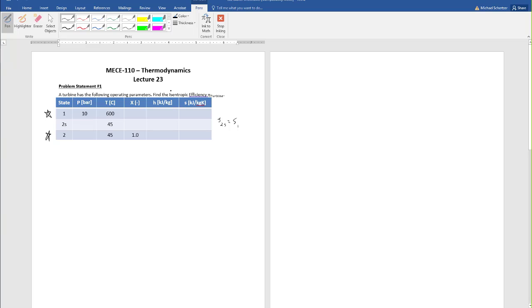So we know that a turbine has the following parameters. Find the isentropic efficiency of a turbine, right? So here, we know we want the isentropic efficiency of the turbine, right? This turbine efficiency, I know is going to be power divided by power.